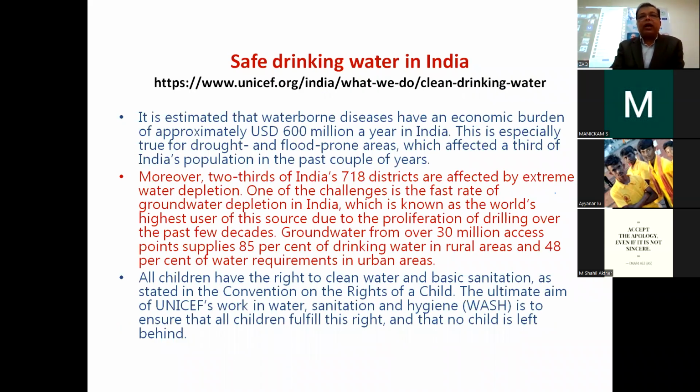Safe drinking water in India: it is estimated that waterborne diseases have an economic burden of approximately $600 million a year in India. This is especially true for drought and flood prone areas, which affected a third of India's population in the past couple of years. Then 2/3 of India's 718 districts are affected by extreme water depletion.